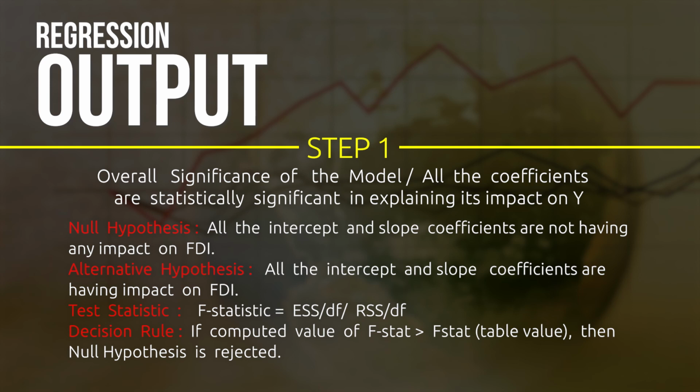Based on that, we design a test statistic, which is the F test, given by the ratio of ESS, explained sum of squares, divided by RSS, or residual sum of squares. Based on our decision rule, if the computed value of the F statistic exceeds the table value of the F statistic, then the null hypothesis gets rejected. This is very important when we go for the overall significance of the model, and so we apply the F statistic, and accordingly we go for the goodness of fit measured by the R square.